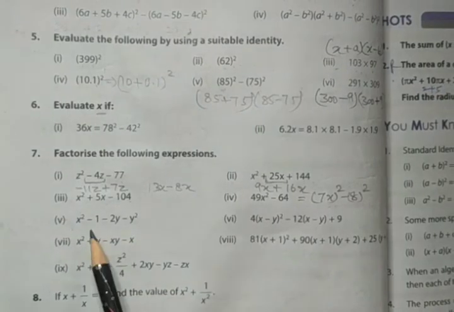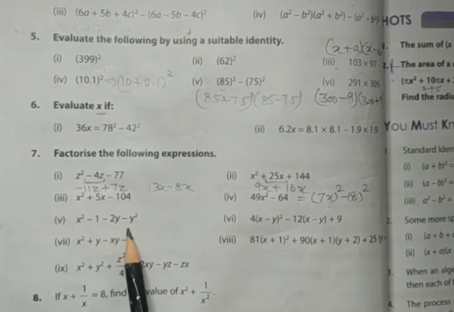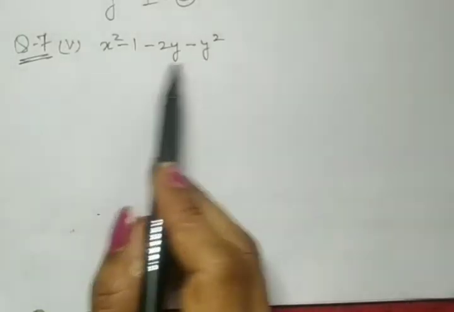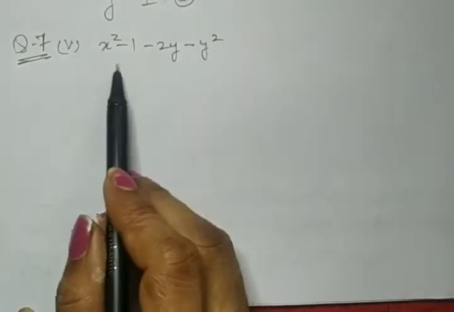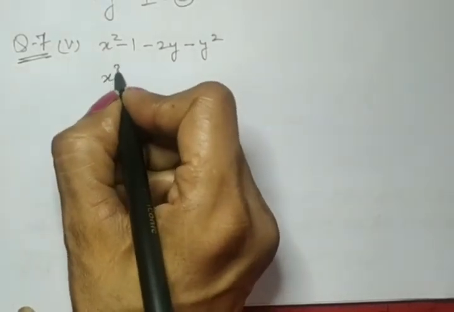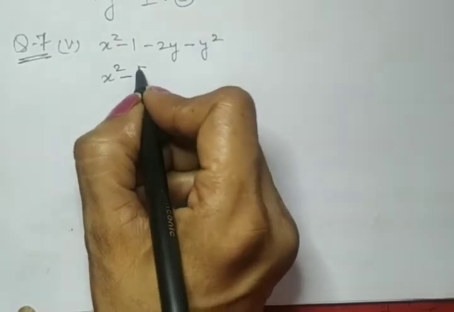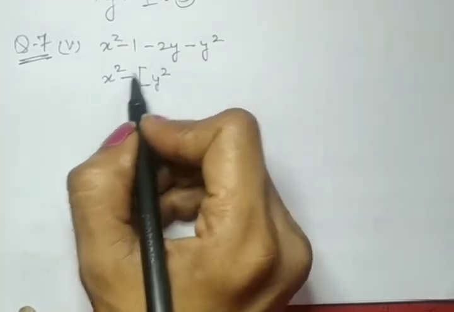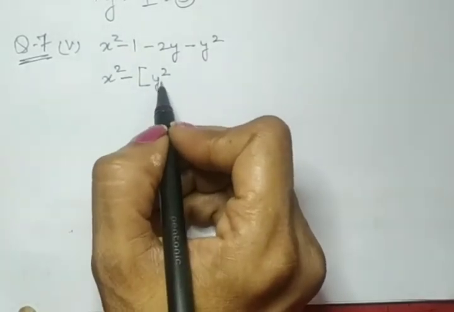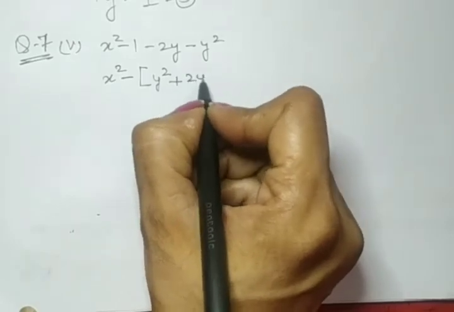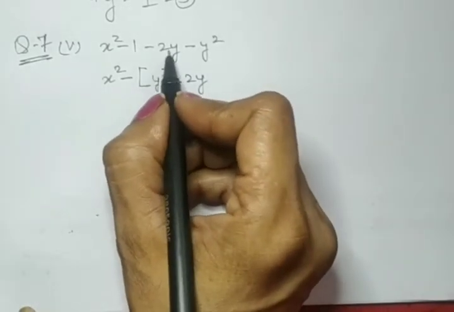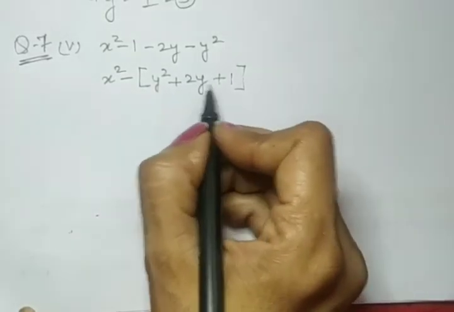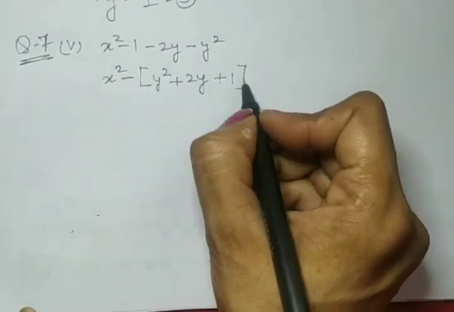Part 5th. Dear students, this is a tricky question. Let's see how we will solve this question. In this question, we have to rearrange the terms. We can write it as x square minus bracket start. Take this term first, that is y square. We have taken the minus outside, so it will become positive y square plus 2y, because we have taken the minus outside, it becomes plus 2y plus 1. Again, we have taken the minus outside the bracket.